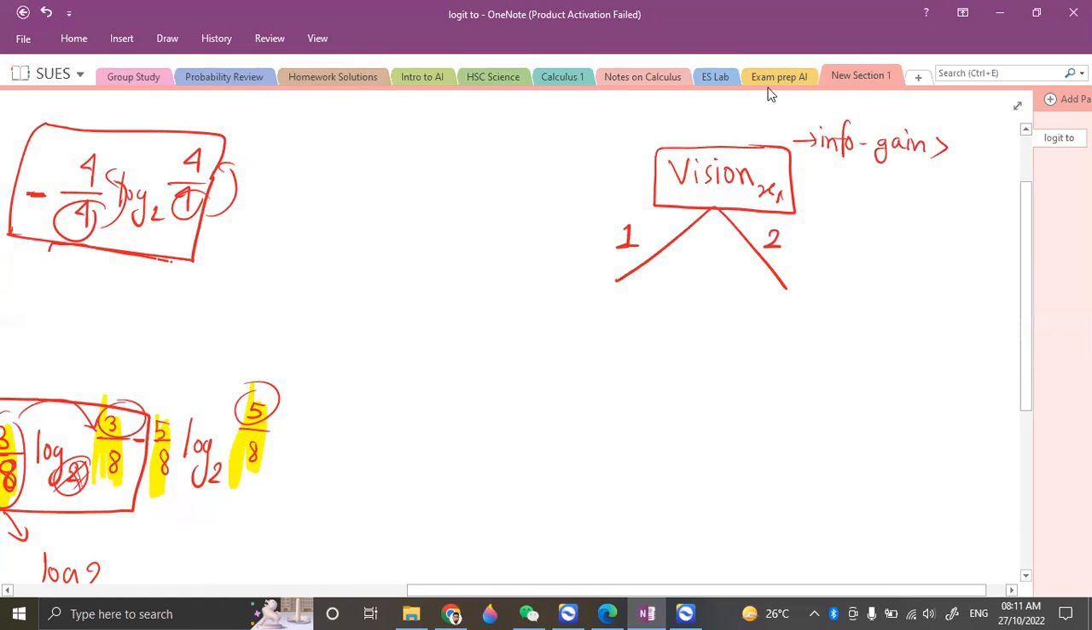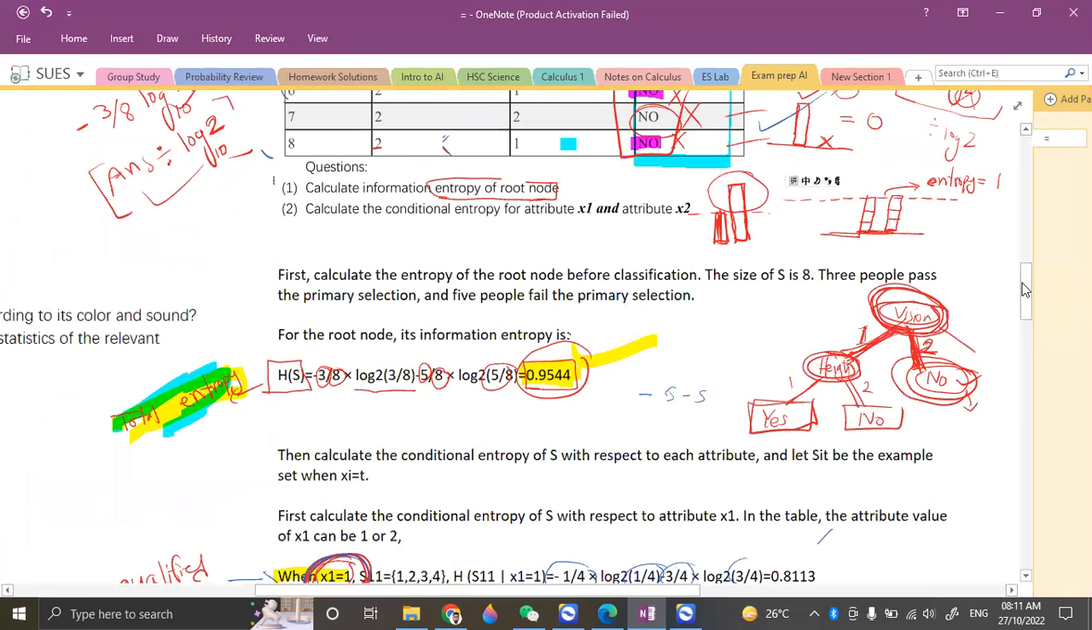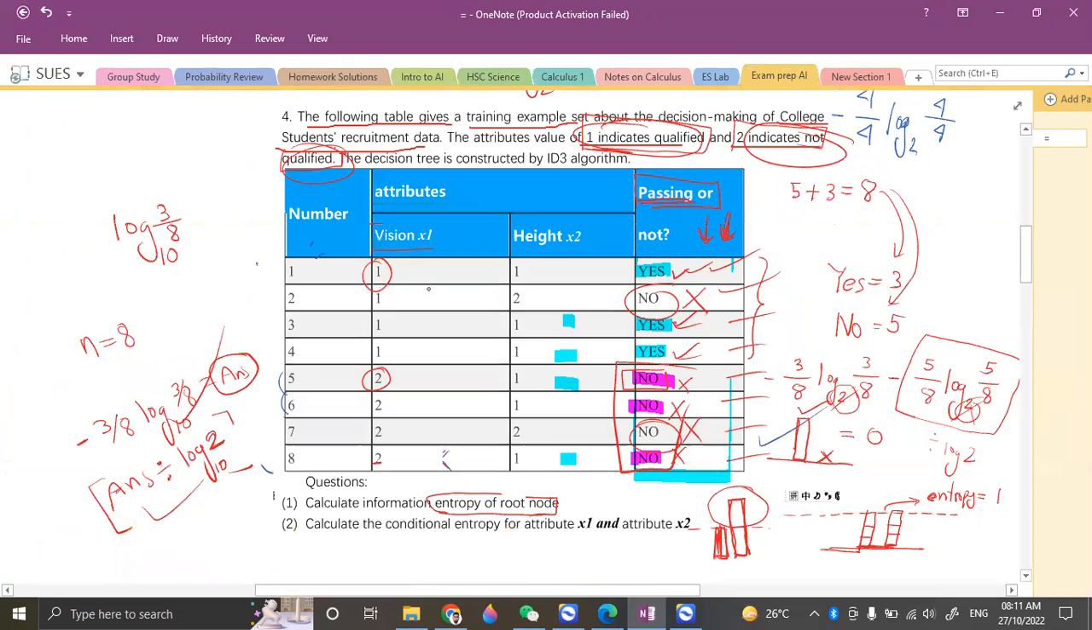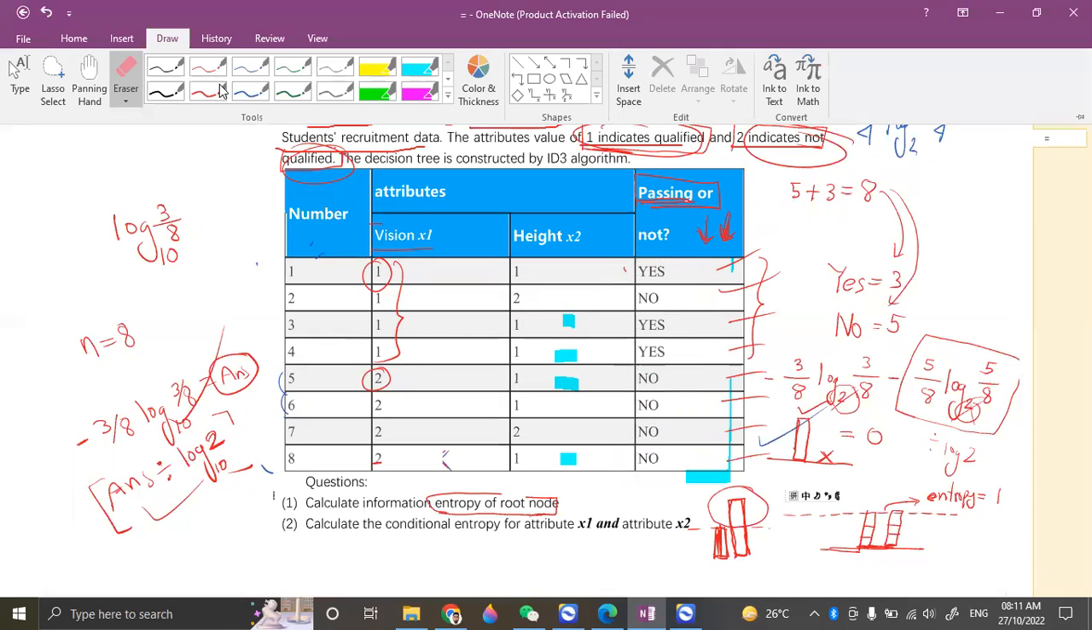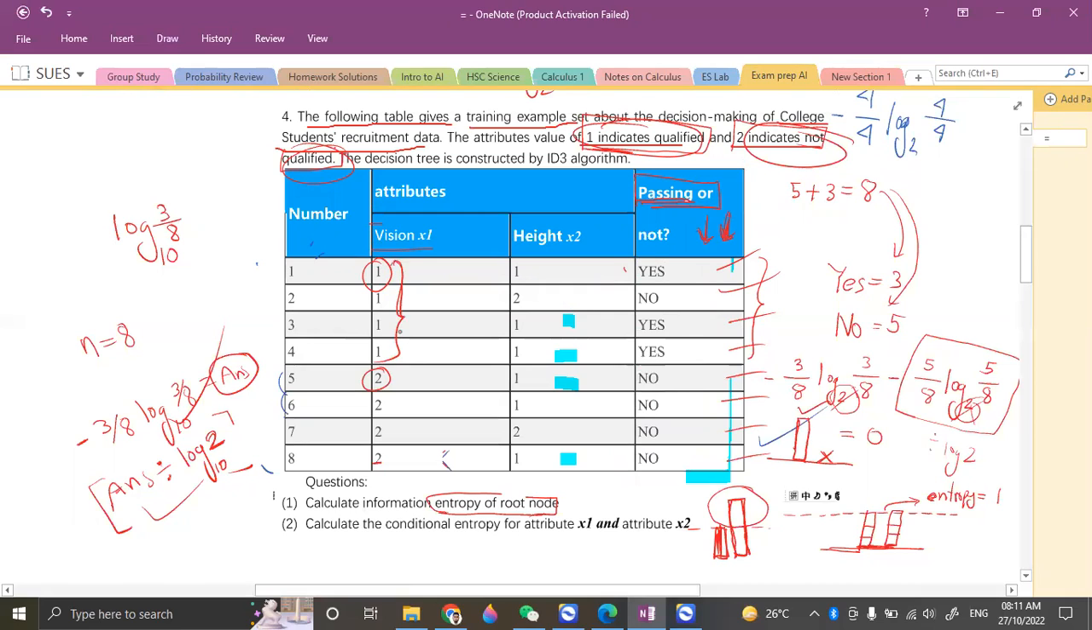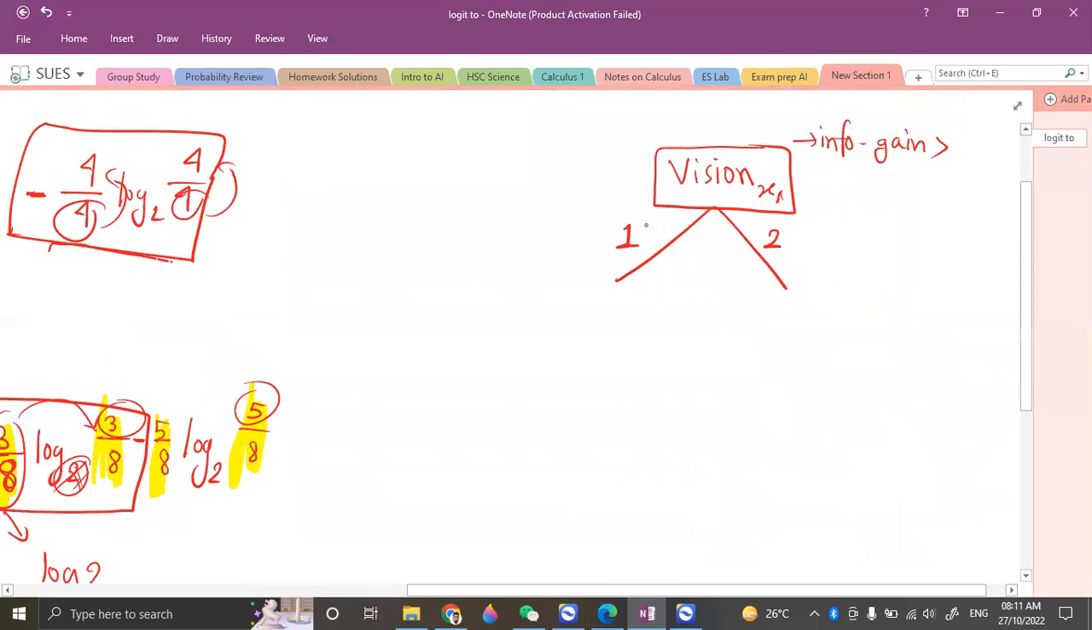And for vision qualified, let's count how many of them. If vision is qualified, how many of them are yes and how many of them are no? If vision is qualified, that means these 4. And among these 4, 1, 2, 3 of them are selected and one is not selected. Okay, so for the first condition, vision is qualified, 3 of them are selected and one is not selected, right? So we have to write down here, if vision is qualified.